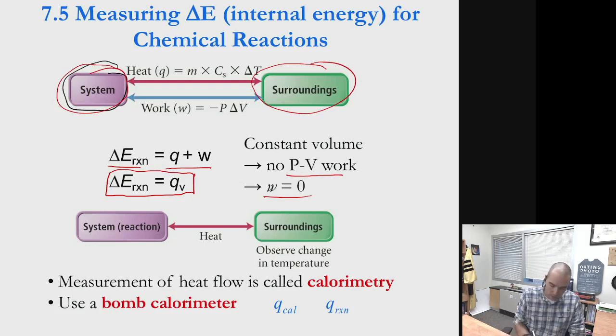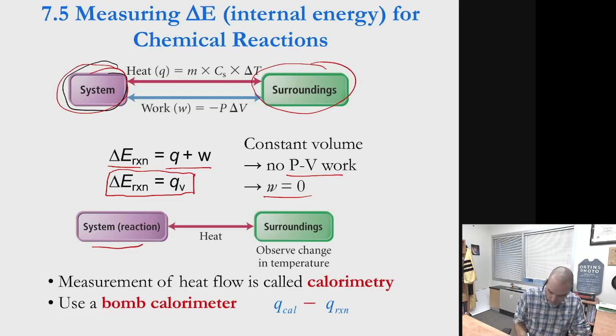So the only thing happening for our reaction, our system which we're studying, is the transfer of heat to or from the surroundings. So we just need to observe the change in temperature. The measurement of the flow of heat is called calorimetry, and we use a bomb calorimeter to study this.